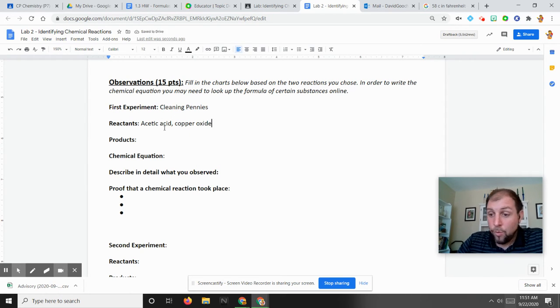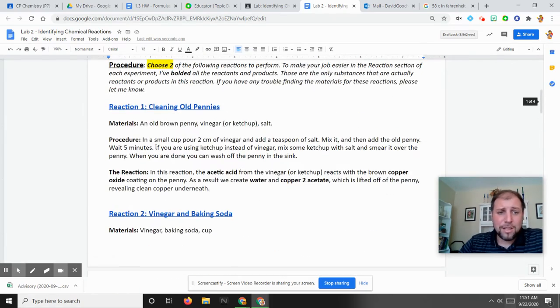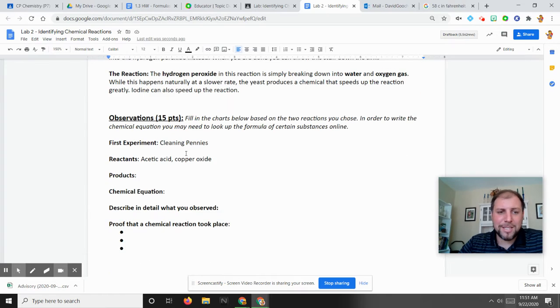Okay, now what are the products? If you correctly identify the reactants, then the only bolded terms left are going to be the products. But let's just double check that. The things that we produce: as a result, we create or produce water and copper 2 acetate. So I'm just going to enter that in. The products are water and copper 2 acetate.